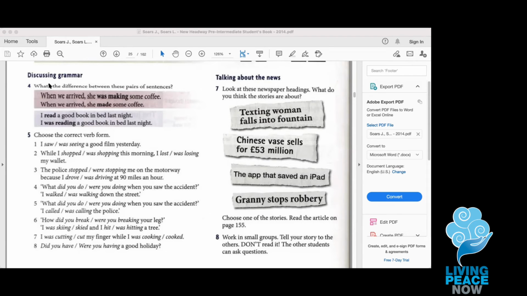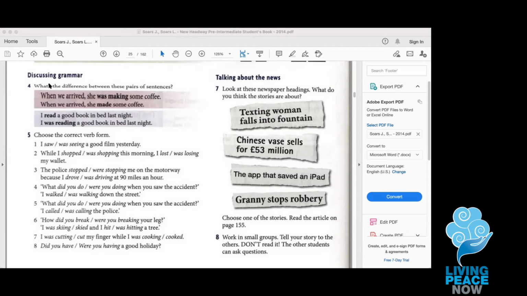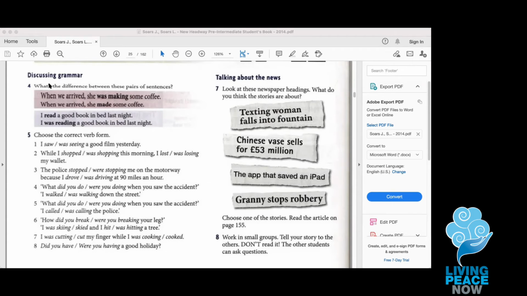I have a question. In the first sentence, I read a good book in bed last night, it means you have studied all the book. Yes, that's it. I finished all the pages. In the second one, that doesn't mean that you have finished the book. The book is maybe still remaining. So that's the difference between them.